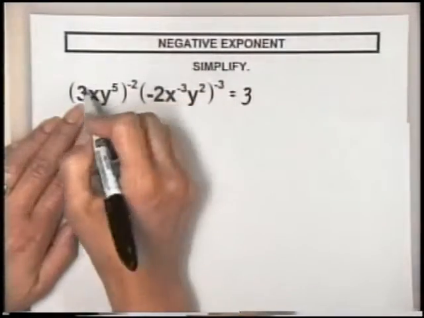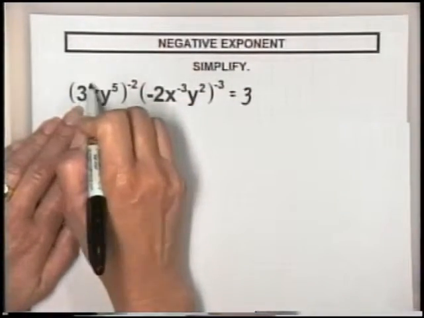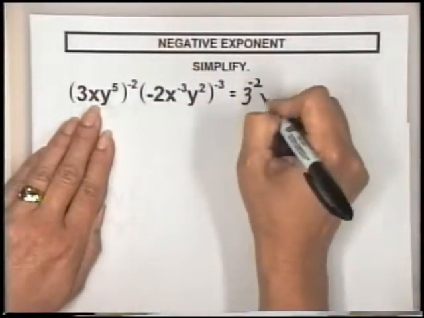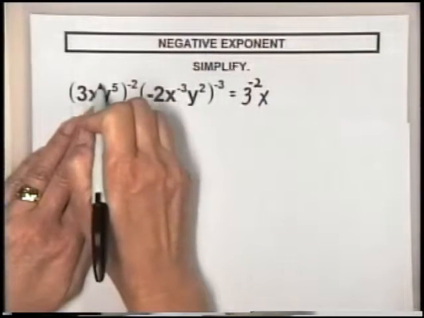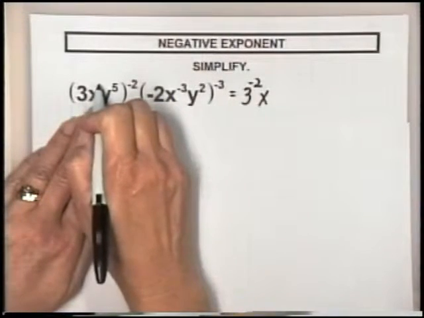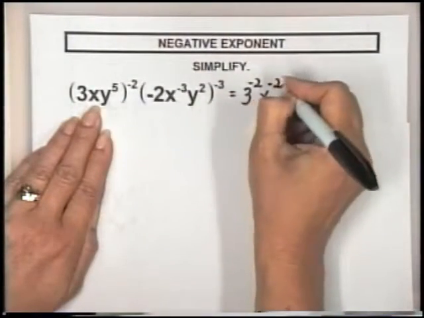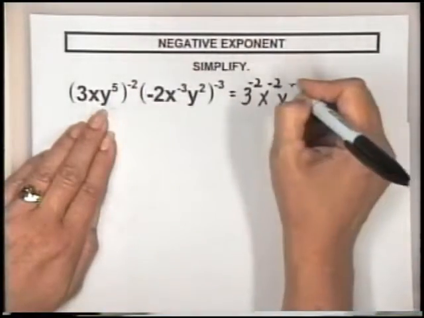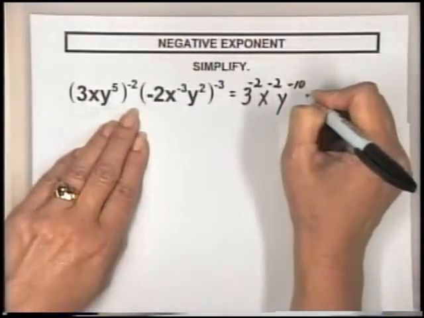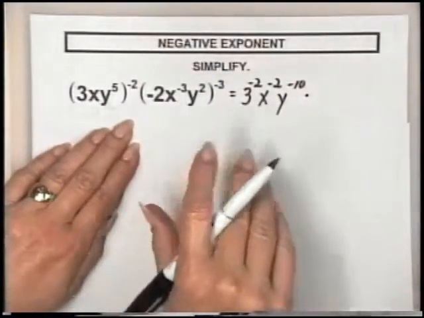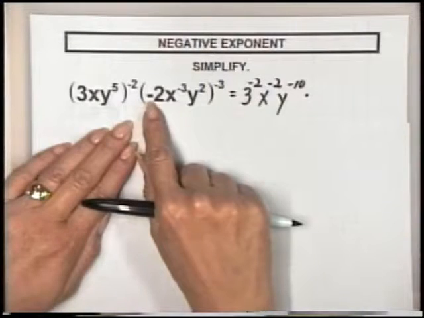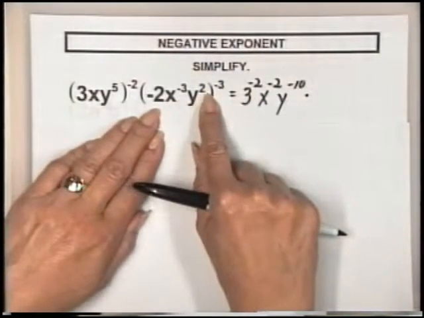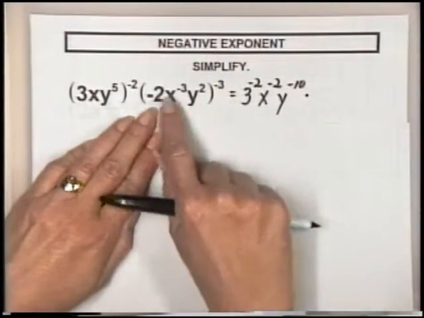The 3 is understood to be to the first power, so I will think 3 to the 1 times negative 2 will give me a negative 2. For the x, which is understood to be to the positive 1 power, I will think 1 times negative 2 is negative 2. And for the y, 5 times negative 2 will give me a negative 10. Now I'm multiplying that by a negative 2 times x to the negative 3 times y squared.